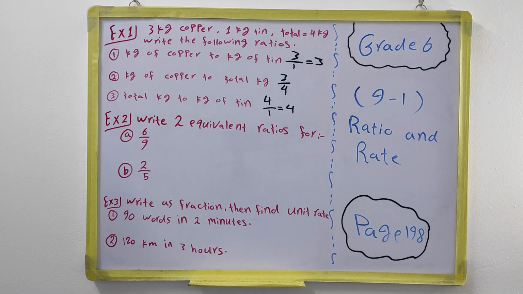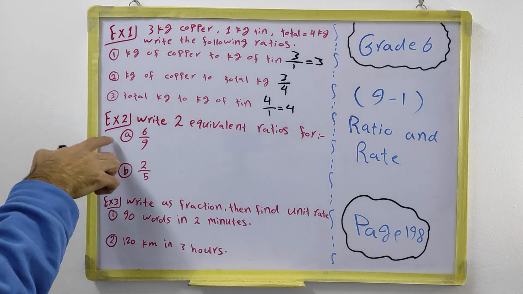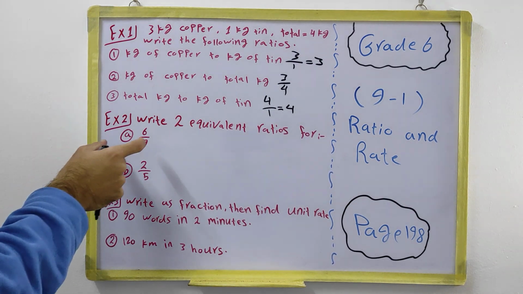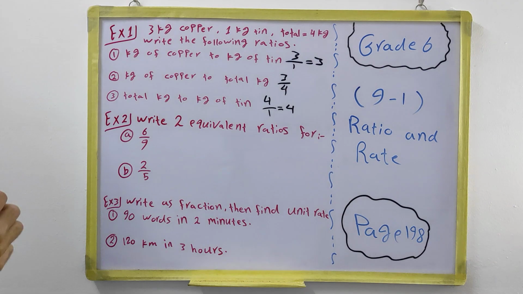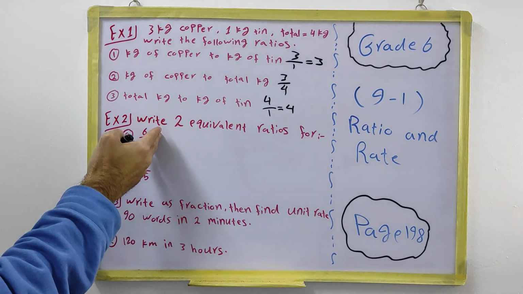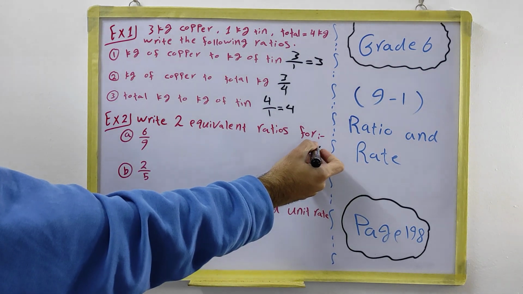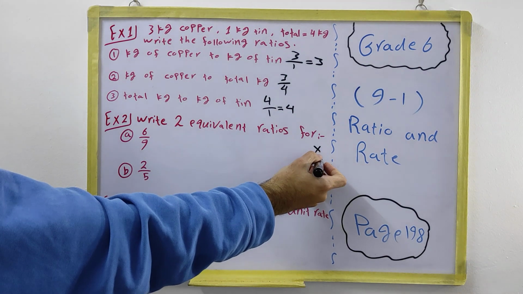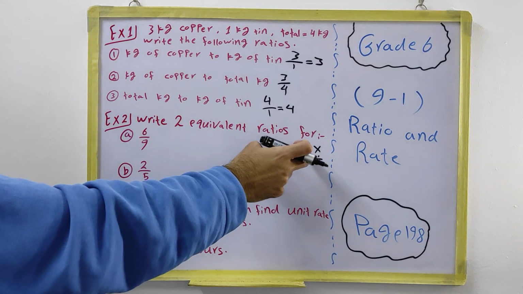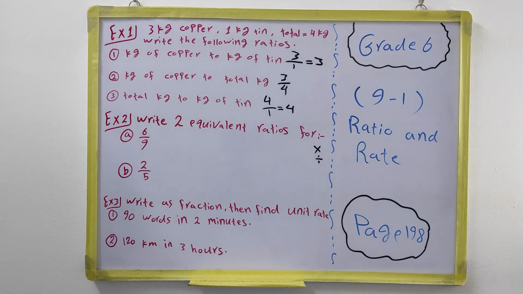Now, to write equivalent ratios for each of these questions A and B, write two equivalent ratios. By equivalent ratio we mean another fraction which is equal to that one, in different numbers but with the same value. For this we must use only these two operations: multiply and divide. We cannot use plus and minus to find equivalent ratios.